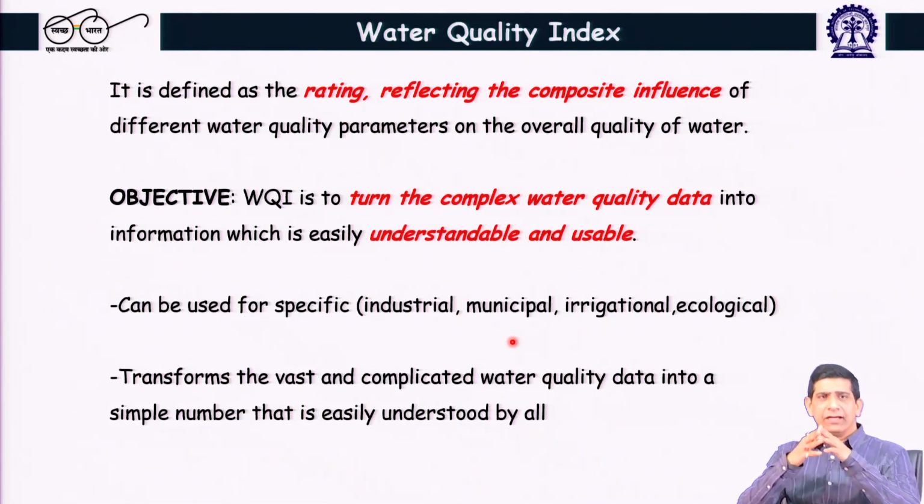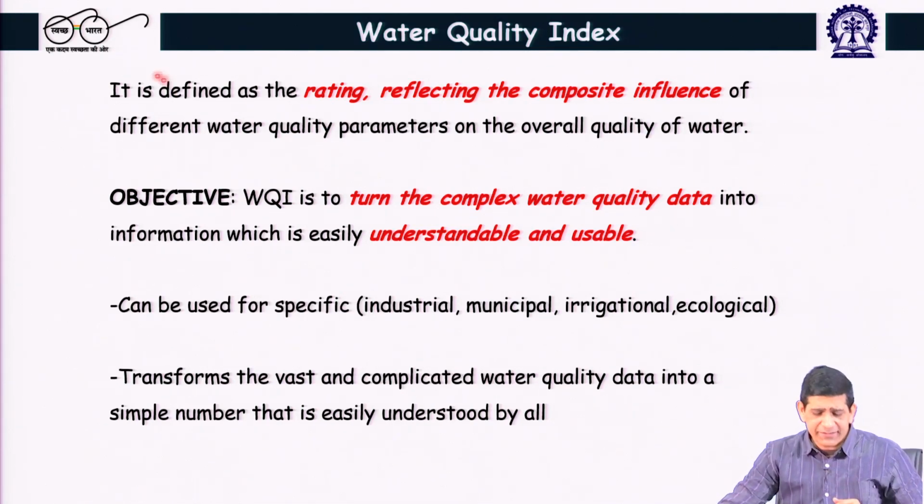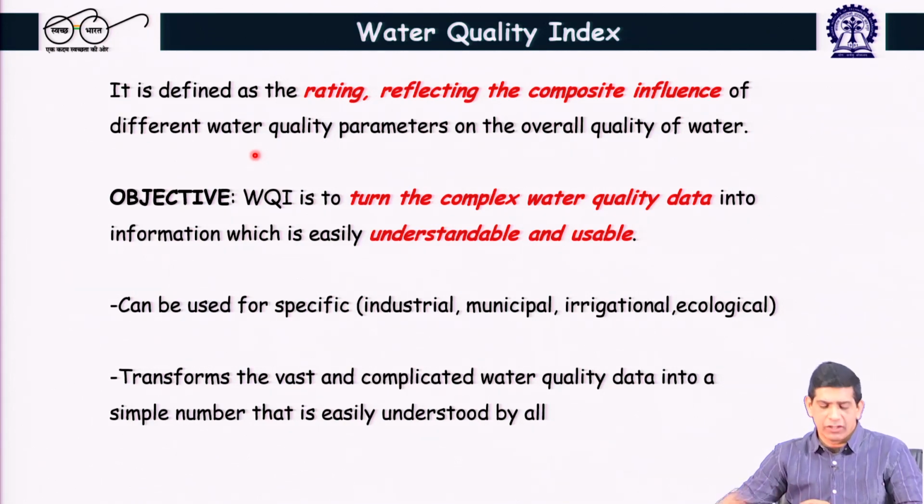Now talking about water, treated wastewater or regular water, we are always worried about the quality of water, isn't it? The water quality. So that's always the cause of concern. There is a simple way of expressing water quality, which is known as the water quality index. It is defined as the composite influence of different water quality parameters on the overall quality of water. So you look at the different water quality parameters, and then you try to have a composite number. Water quality index, in short form, is called WQI.